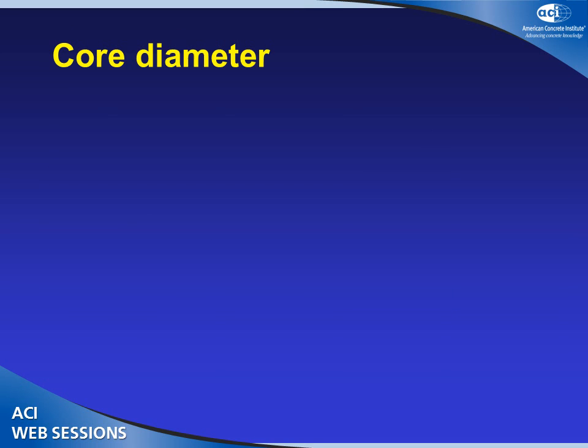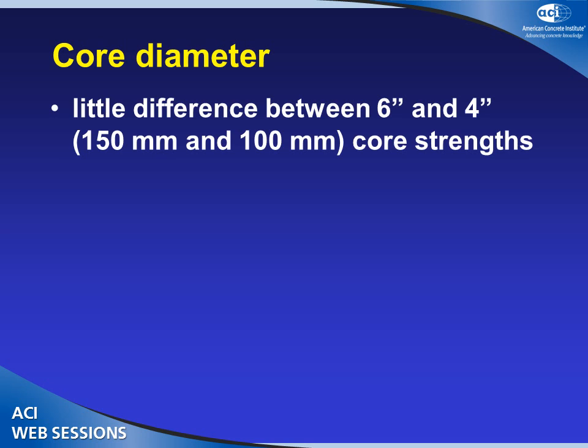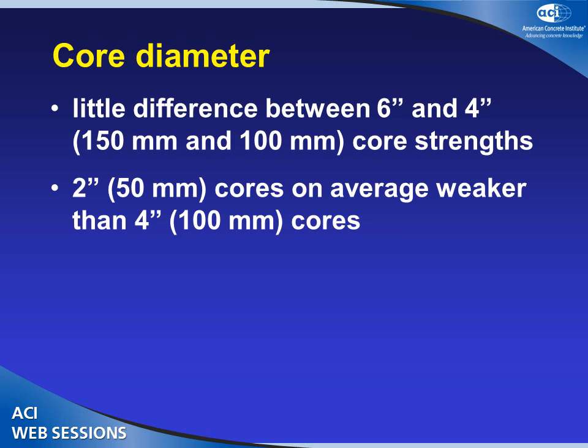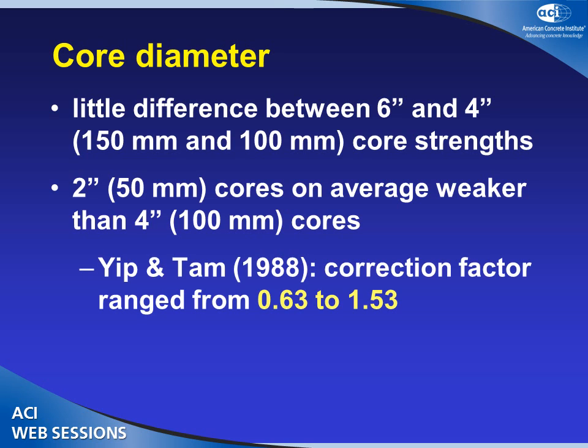Core diameter is a challenge. I think we agreed in the committee that there wasn't much difference between 6-inch and 4-inch diameter core strengths. But if you were doing 2-inch diameter cores, then we can say on average they're weaker than 4-inch diameter cores. This particular study is a little dated, but Yip and Tam did tests of 2-inch and 4-inch diameter cores. I think they were taking the averages of 5 of each from replicate mixes. And the range of strength correction factors vary between 0.6 and 1.5.